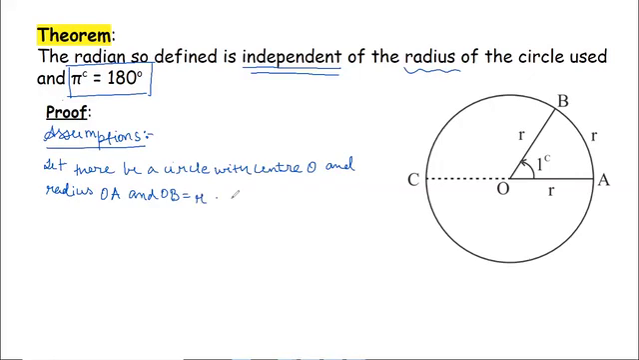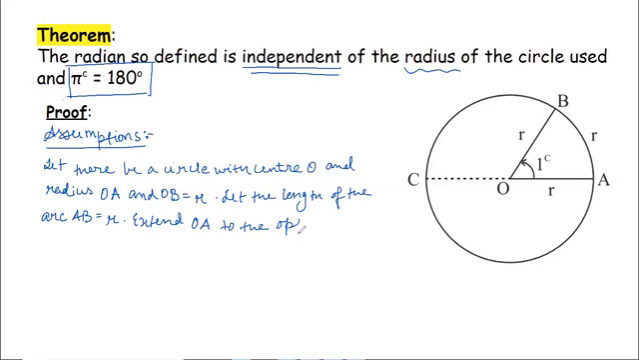Let the length of the arc AB be equal to the radius of the circle, which is equal to R. Extend OA to the opposite side till point C such that angle AOC is equal to 180 degree, or a straight angle.